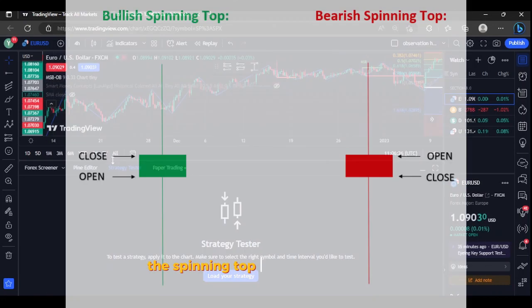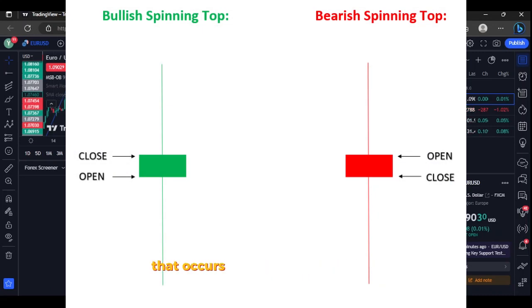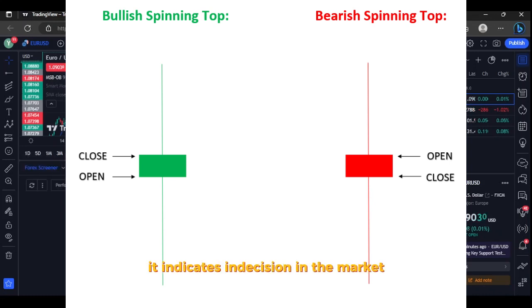Spinning top. The spinning top is a neutral pattern that occurs when the body is small and the wicks are long. It indicates indecision in the market.